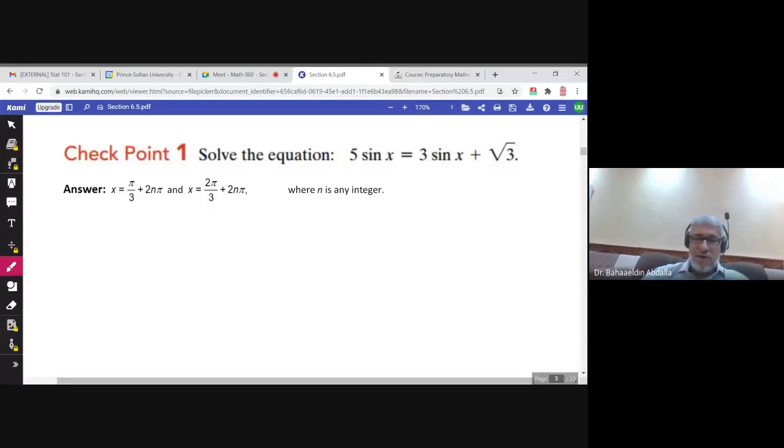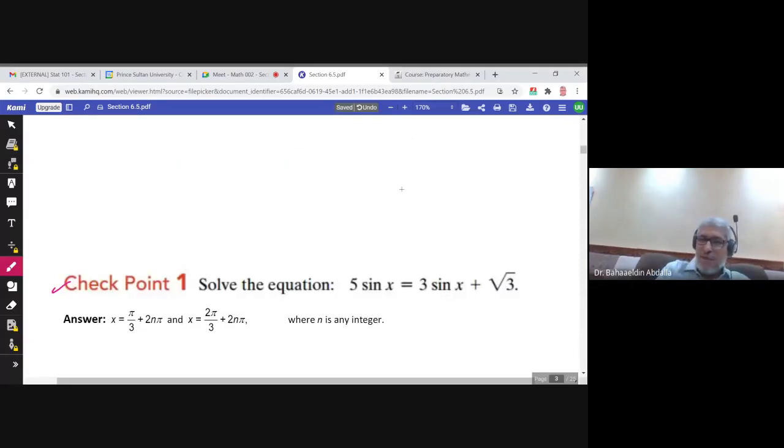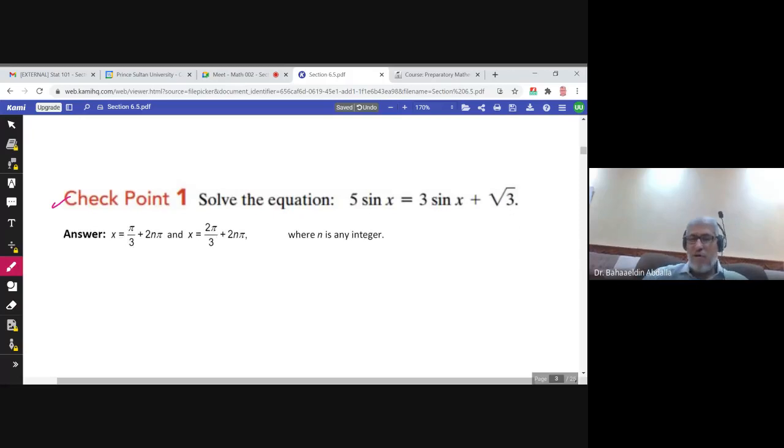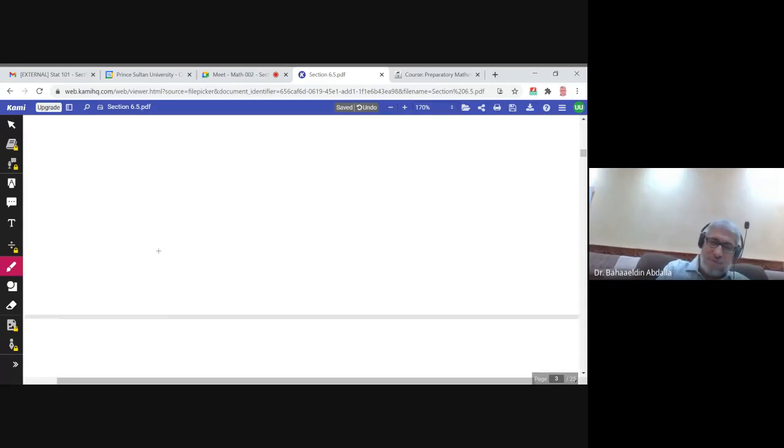I leave this for you. Please do the same. Isolate sine on one side and use the same method to find all the solutions. And here is the answer. Okay, the answer is given to you.